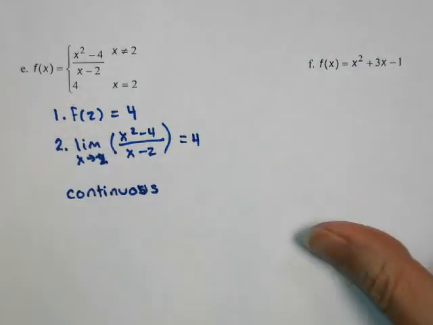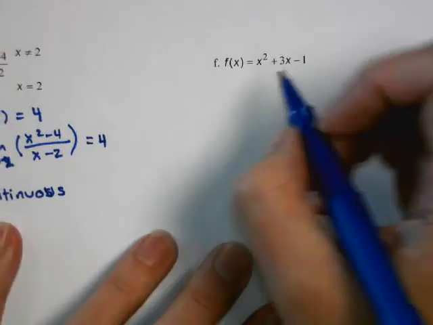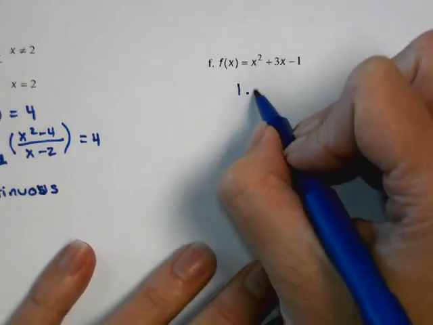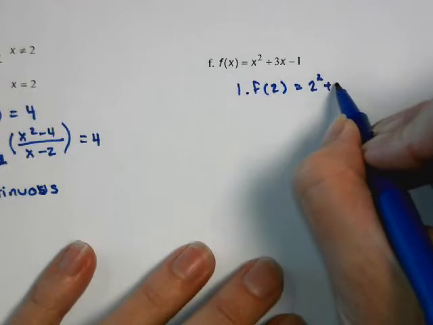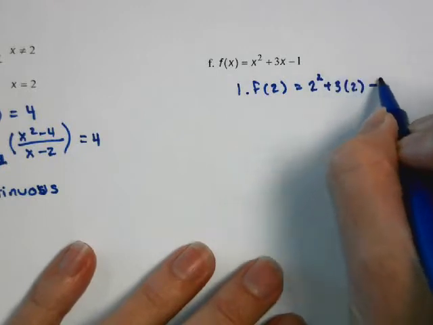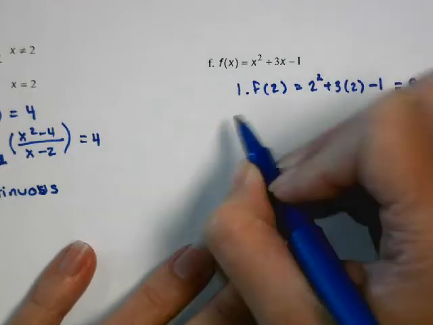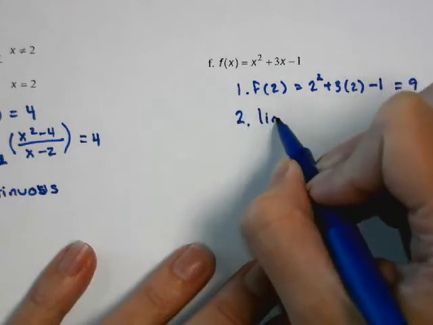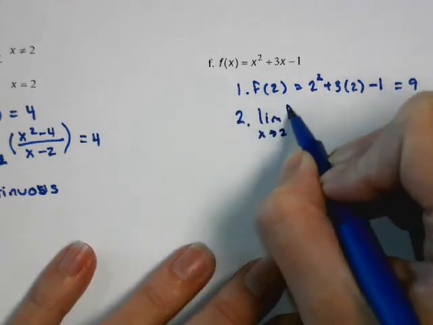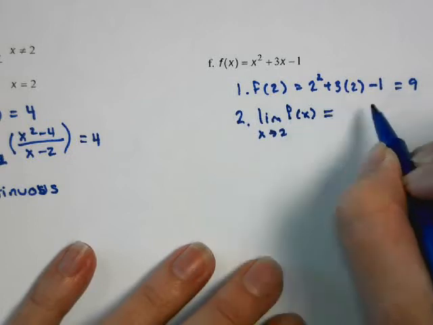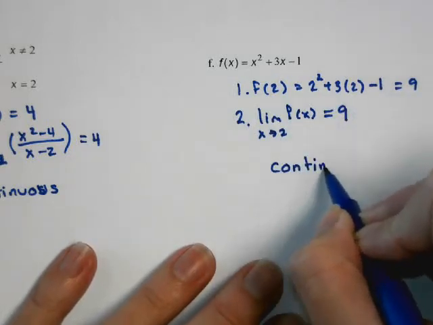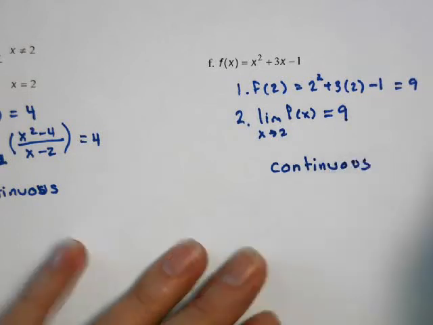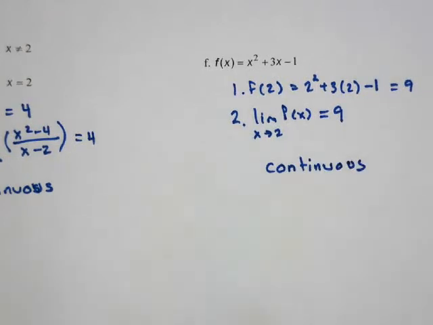Okay. For our parabola, f of 2 is going to be 2 squared plus 3 times 2 minus 1, which is 9. The limit as x approaches 2, well, we just plug it in again, so we're still going to get 9. So this one is continuous, and of course it's continuous. It's just a parabola, so we're good.